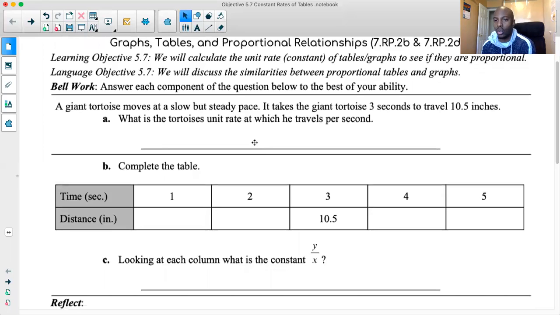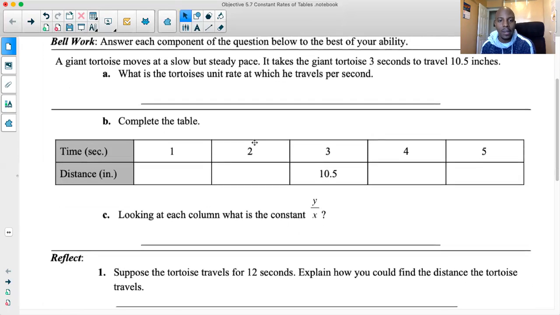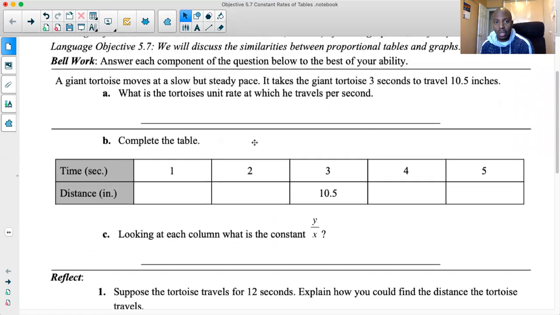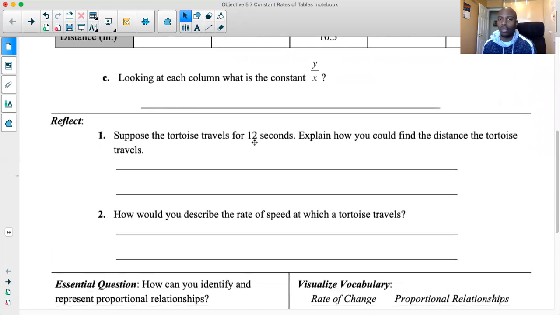It says that this giant tortoise travels 10.5 inches in 3 seconds. So what is the tortoise's unit rate? And after you calculate the unit rate, I would like for you to fill in this table regarding the distance for 1 second, 2 seconds, 4 seconds, and 5 seconds. And then after you do that, determine if there is a constant in this table by doing y divided by x.